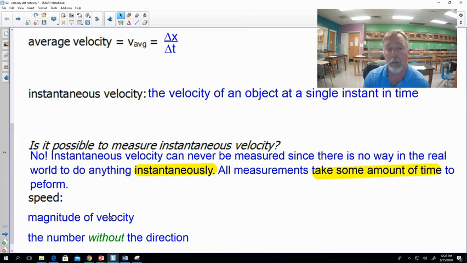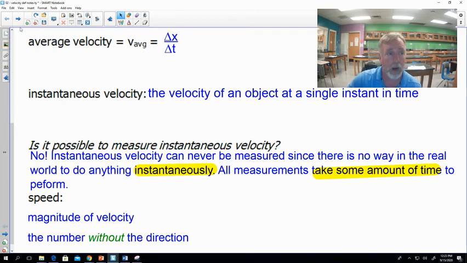What's the magnitude of the speed? It's still 35, right? Take the absolute value. That's what I mean by magnitude. So our speed's going to be still the same. Speed does not have direction. It's just simply the number. Take your velocity, drop the direction, drop the sign, and you're just left with a number, and that's what you're going to have for your speed.